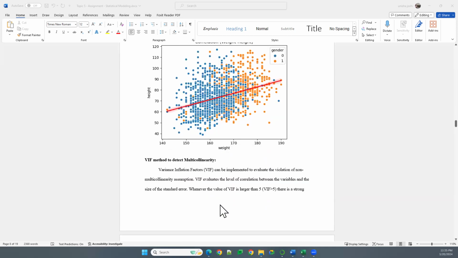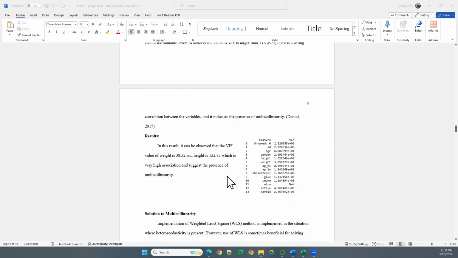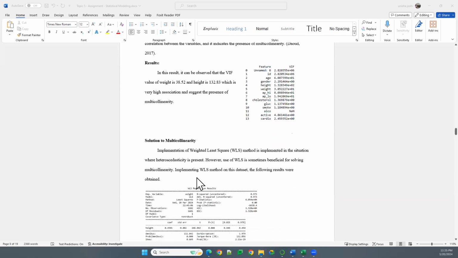Now to resolve the multicollinearity, let's first confirm whether there's multicollinearity or not. So I plotted the VIF for this multicollinearity, and if we see the weight and the height, their values are pretty high. So that definitely suggests multicollinearity between height and weight.